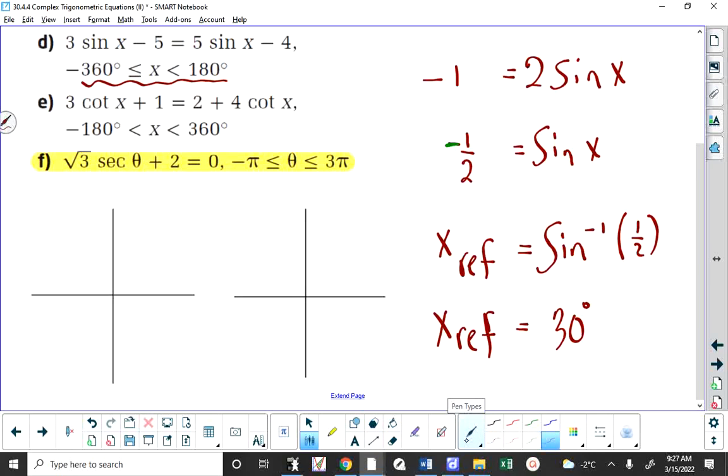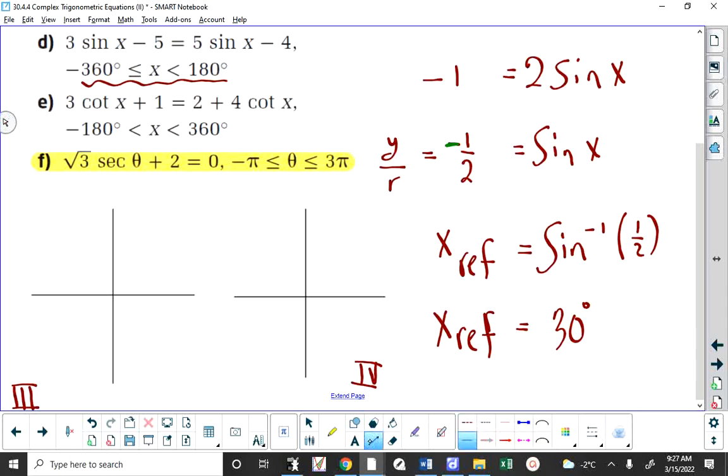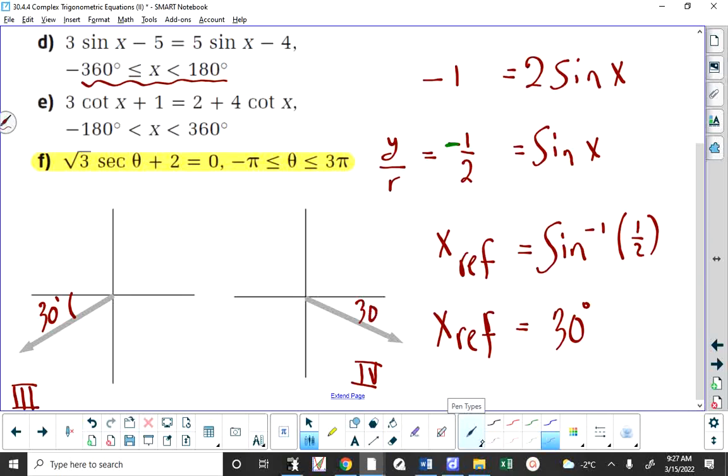Where the y coordinate is negative because sine is y over r. Right? This is equal to y over r by definition. So we're looking at where y is negative. It could be in quadrant 3, and it could be in quadrant 4. If we draw the terminal arm in quadrant 3, it's here. If we draw it in quadrant 4, it's here. This is a 30-degree reference angle. This is a 30-degree reference angle.